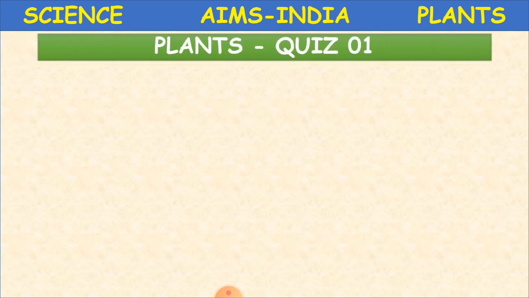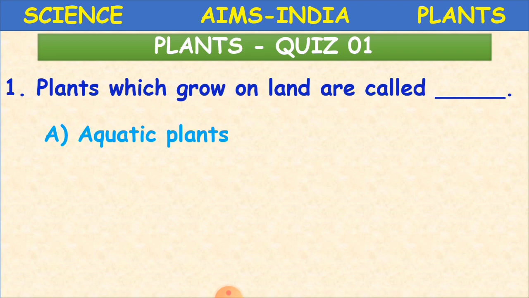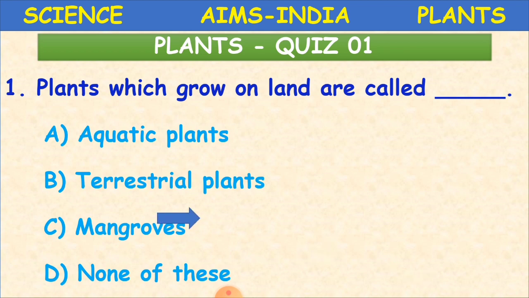Now as we have learned some things, we'll revise whatever we have learned in the form of question and answer. Ready, children? Plants which grow on land are called what? A is aquatic plants, B is terrestrial plants, C is mangroves, D none of these. Land, in the sense, what meaning do we get? Terrestrial. So the answer is terrestrial plants. Got it, children? We'll go to the second question.